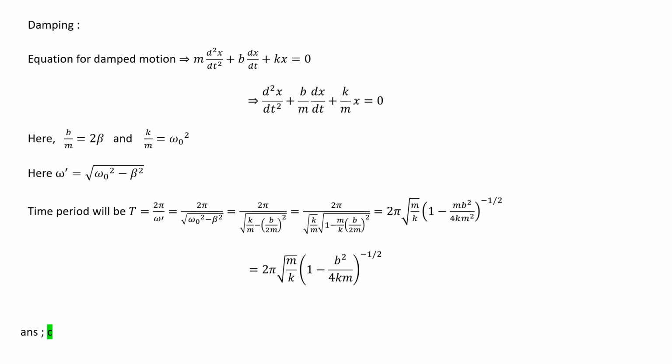So we have to calculate the final frequency, that is omega prime is equal to root over of omega naught square minus beta square, and the time period will be T is equal to 2 pi by omega prime, that is equal to 2 pi by root over of omega naught square minus beta square. By putting the values of omega naught and beta here, we can find the final answer as 2 pi into root over of m by k into 1 minus b square by 4 km to the power minus 1 by 2. So this solution matches option 3. So the final answer is option C.